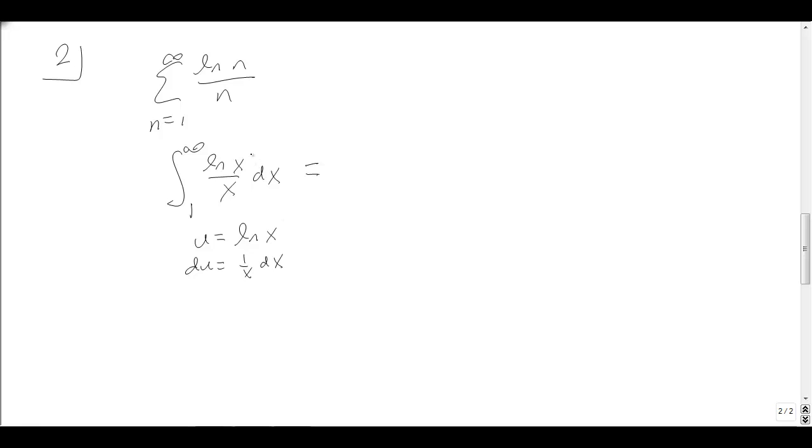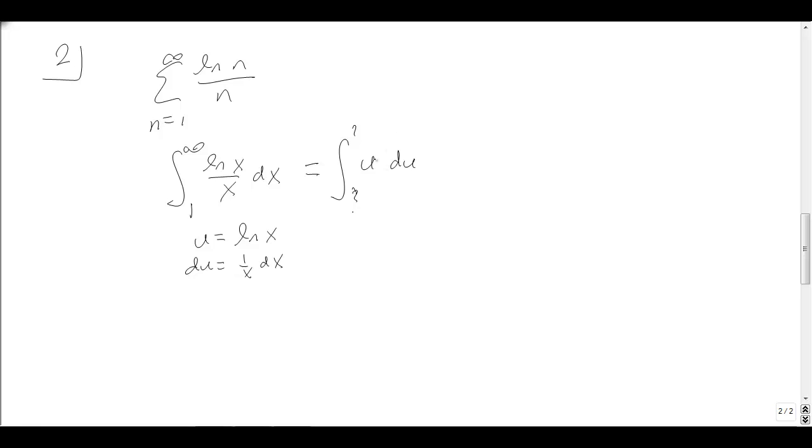Often letting u be natural log x can get rid of that natural log, which is useful. Also, I saw an x in the denominator. That tells me that du will be 1 over x if u is natural log x, and that just tends to work out well. So natural log x gives me a u, and the 1 over x dx gives me a du. My bounds, I'm just going to leave for now.